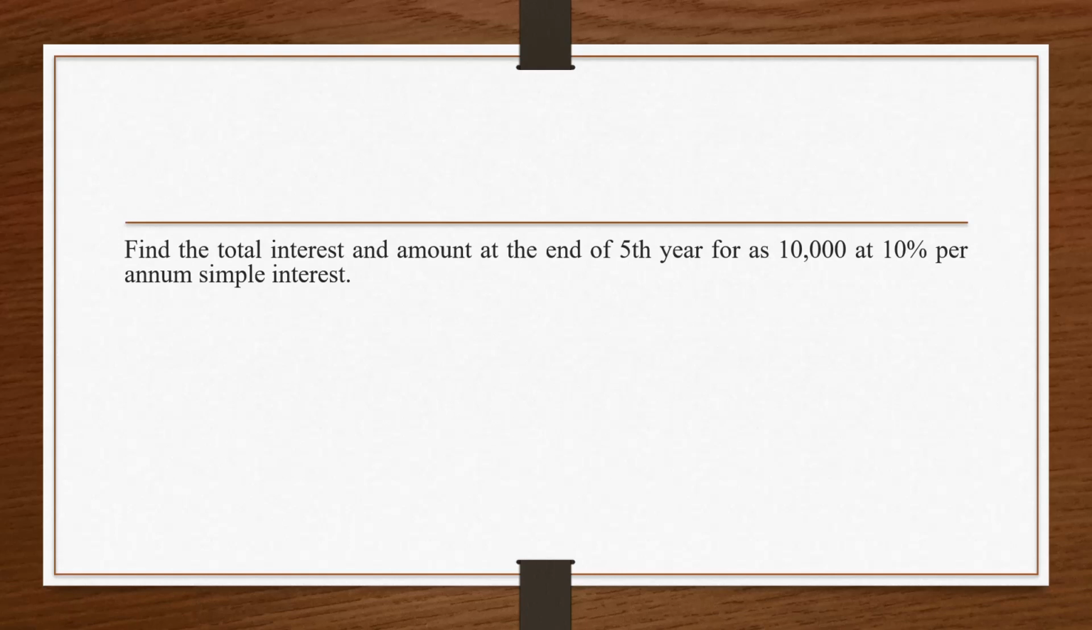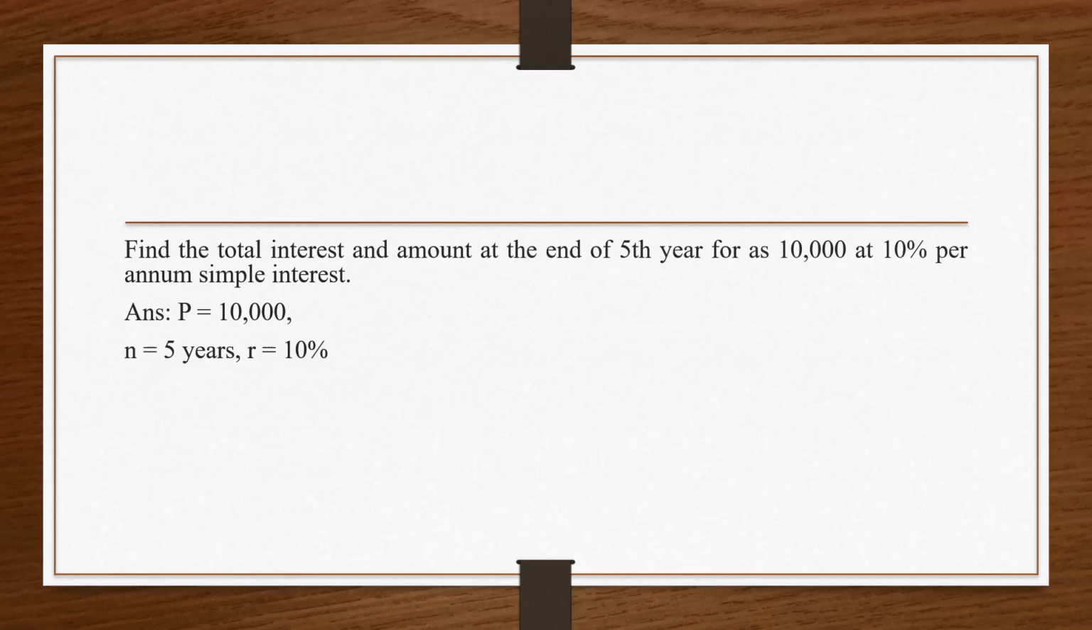Find the total interest and amount at the end of the 5th year for rupees 10,000 at 10% per annum simple interest. We can go through the answer. If you are investing rupees 10,000 at a 10% simple interest rate, what will be the total interest and amount received after the 5th year? Here we have to use the formula P into 1 plus NR divided by 100.